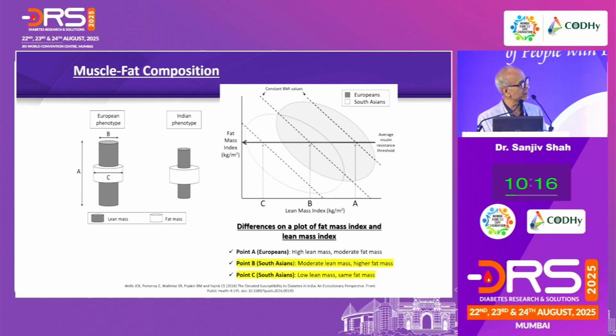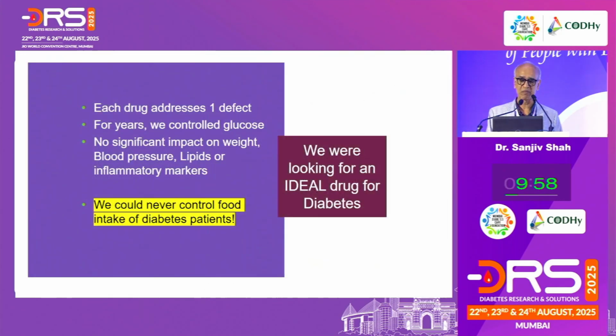As you can see in this diagram, as our so-called phenotype moves from A to B to C, with every increase in adiposity there is an increase in insulin resistance, which decides the treatment and outcome and the long-term morbidity and mortality in diabetic people. When we look for an ideal drug to manage diabetic people, each drug so far addressed one defect. For years, we controlled glucose without having an impact on body weight, blood pressure, lipids, let alone inflammatory markers. We could never control the food intake of diabetic people.